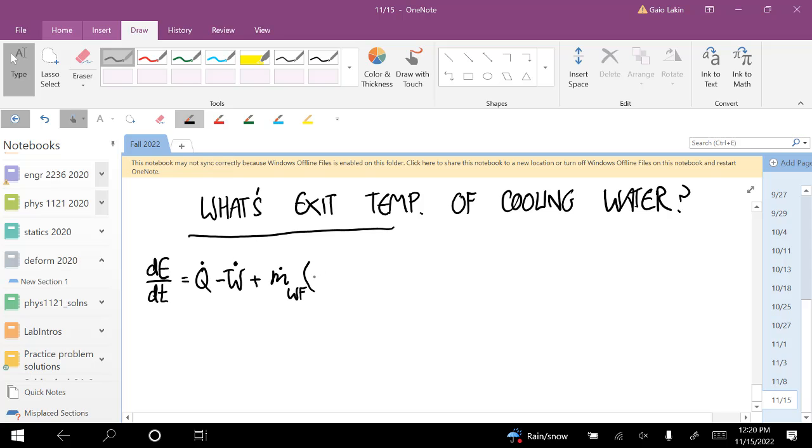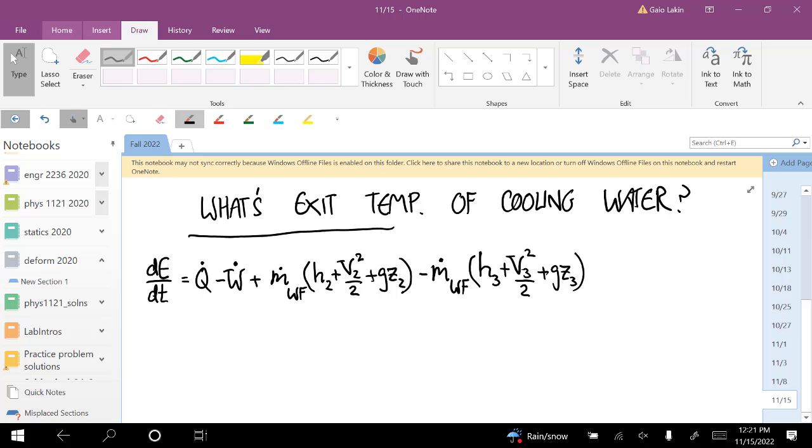So the quantity here is H2 plus V2 squared over 2 plus gZ2. And then at the exit, we have the mass flow rate of the working fluid times the quantity H3 plus V3 squared over 2 plus gZ3.